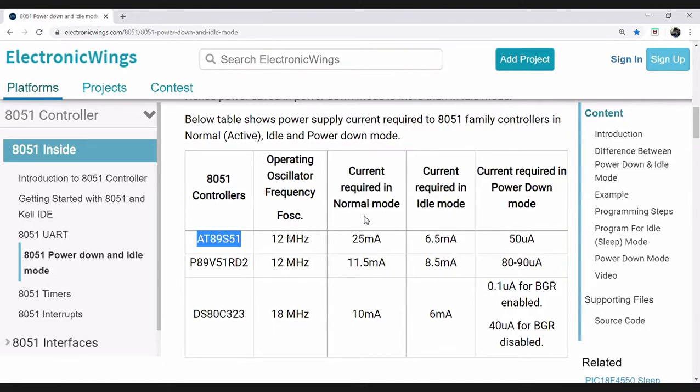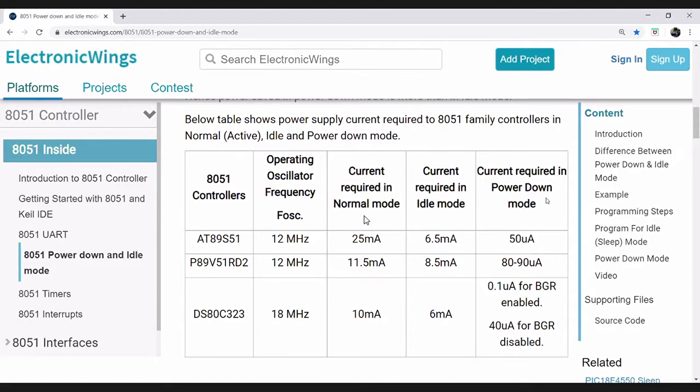The oscillator frequency of the 8051 is 12 megahertz. The current required in normal mode, that means normal usage, not power down mode and not idle mode, is 25 milliamperes. Please note this, very important. In idle mode, the current required is 6.5 milliamperes. In power down mode, the current required is 15 microamperes.